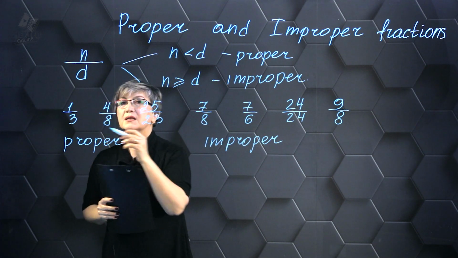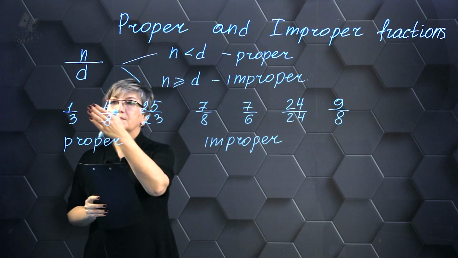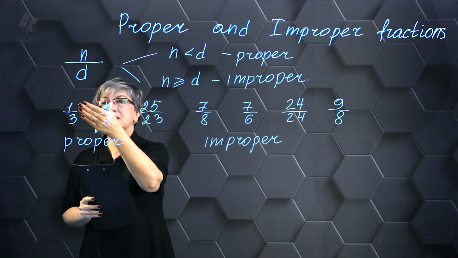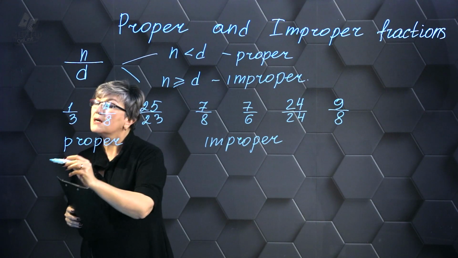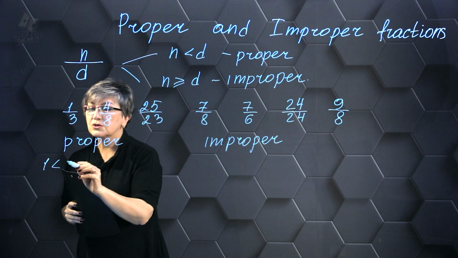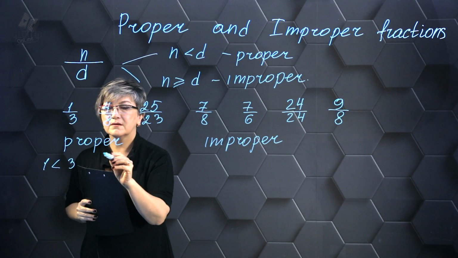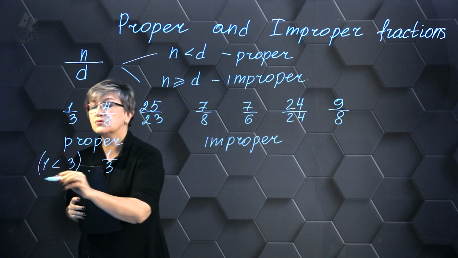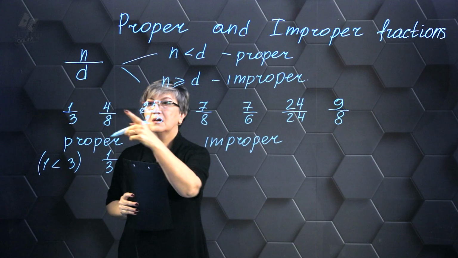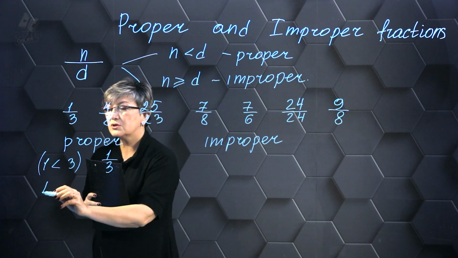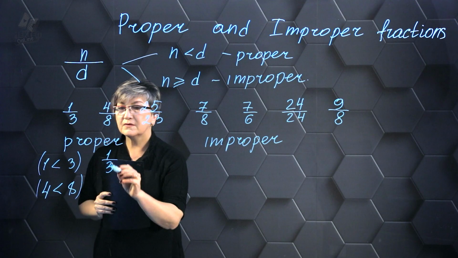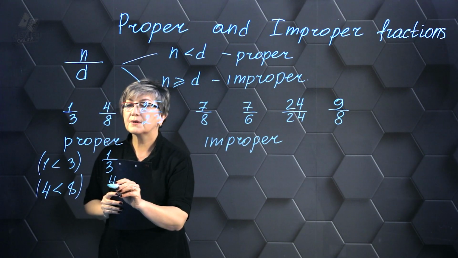Let's commence with the fraction 1/3. The numerator and denominator are 1 and 3. 1 is smaller than 3. Therefore, in this column, I will write down the fraction 1/3. Let's enclose it in parentheses, that is our rationale. Next, 4/8. The number 4 is less than the number 8, so this fraction, which represents a part of a whole, is proper.